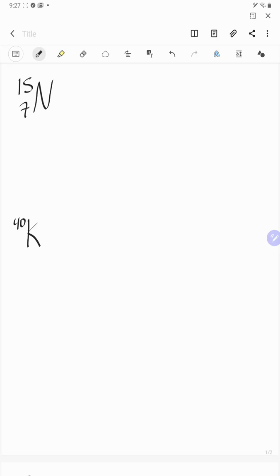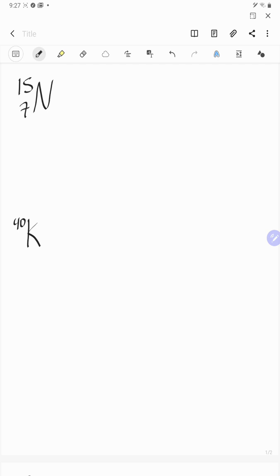Hey everyone, I wanted to show you a couple of examples on how to calculate the number of protons, neutrons, and electrons, since I kind of went through that a little bit fast last class. So first of all, let's do this first example where we have 15 nitrogen, or nitrogen 15, I guess you would really call it.